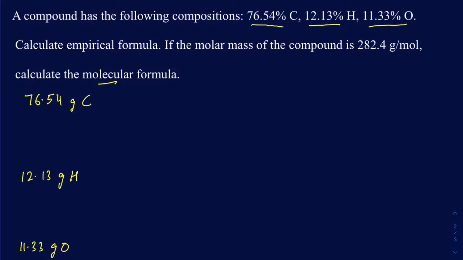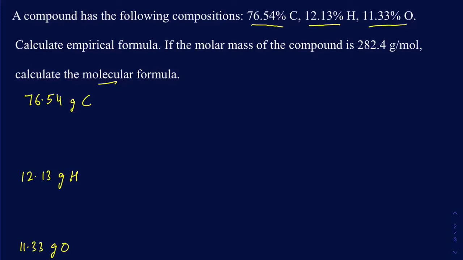Suppose the percentages do not add up to 100. Then it's very likely there is another element that the question has told you about but did not give you the percentage. So you can subtract the total percentage you get from 100 to get the percentage of the last element that they did not give you. But for the most part, they will give you percentages that add up to 100.